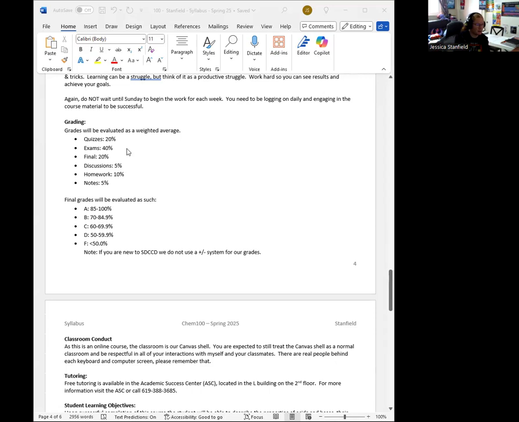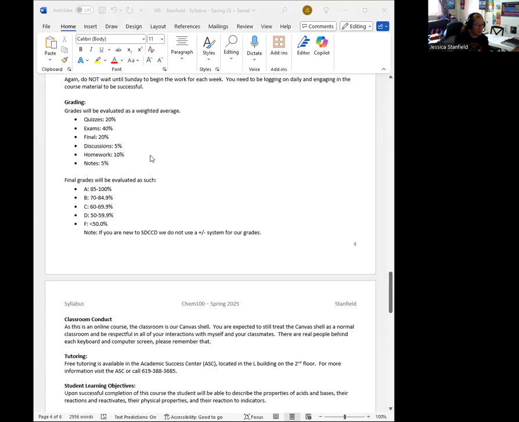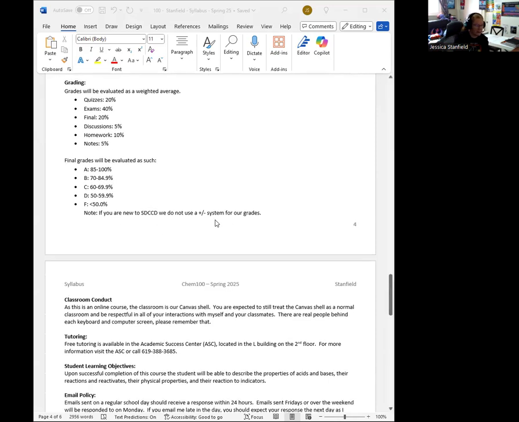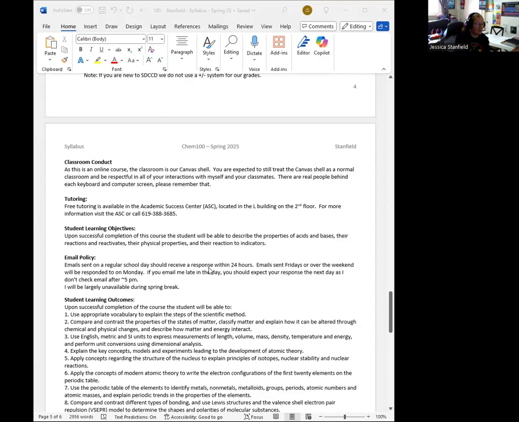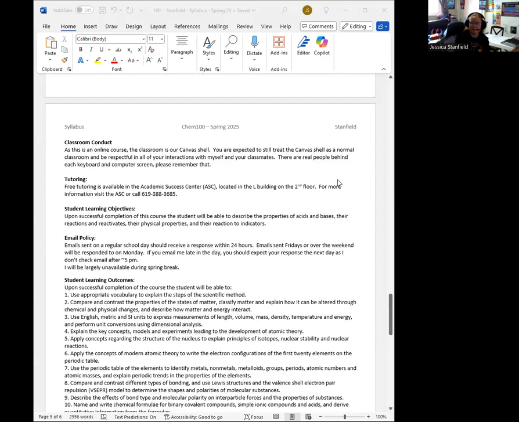20% of your grade are quizzes, 40% is exams, the final is 20%, discussions are 5%, homework is 10%, and the notes that you turn in to me are 5% of your grade. We don't use a plus minus system in this district, and so here's the grading scale. So you need an 85% weighted average in order to get an A, 70% weighted average up to 84.9% gets you a B, so on and so forth. Okay, so I don't curve individual exams because there is a bit of a curve built into the grading scale of the course itself.